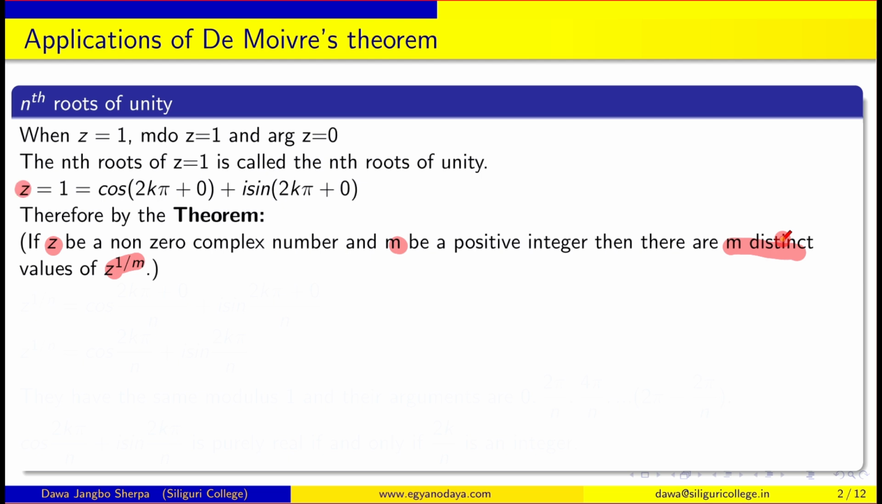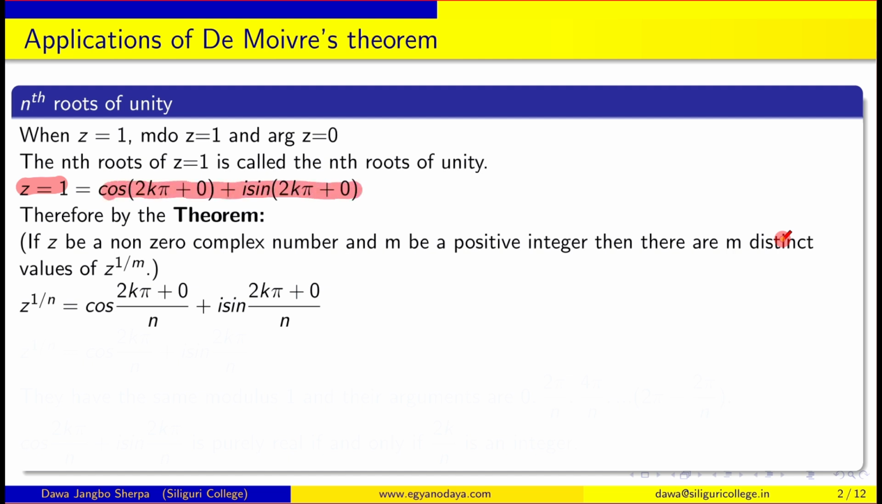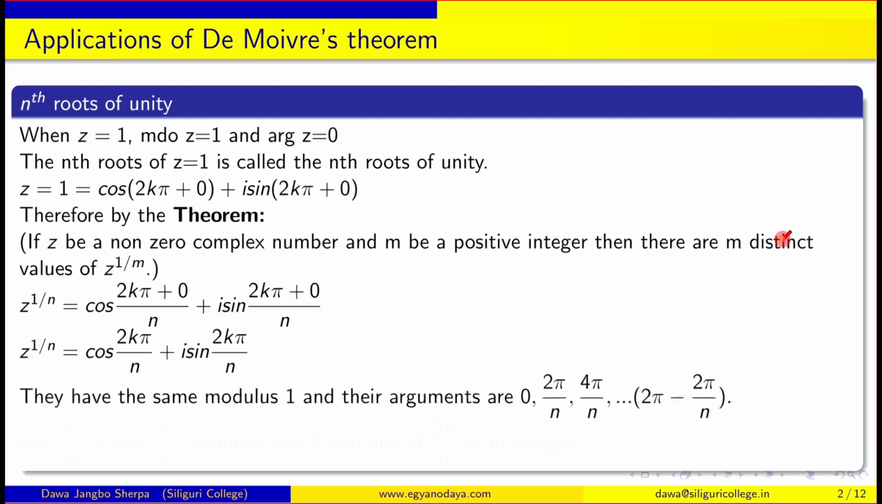So we can apply the same thing for z equal to 1 also. So z equal to 1, and I am taking the power 1 by n on both sides. So z to the power 1 by n is equal to (cos (2kπ plus 0) plus i sin (2kπ plus 0)) whole to the power 1 by n, and applying De Moivre's theorem, the power comes inside. So cos ((2kπ plus 0) by n) plus i sin ((2kπ plus 0) by n). So we can omit this 0 now. Now these complex numbers have the same modulus 1 and their arguments are 0, 2π by n, 4π by n. In this way we get the argument for the corresponding value of k.